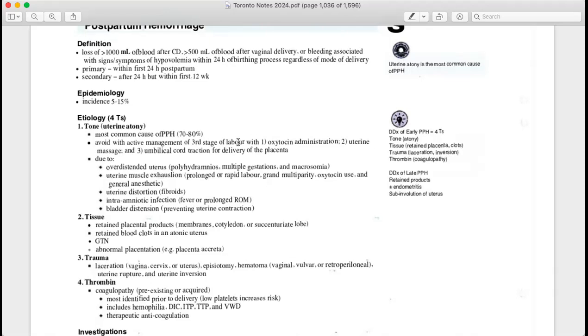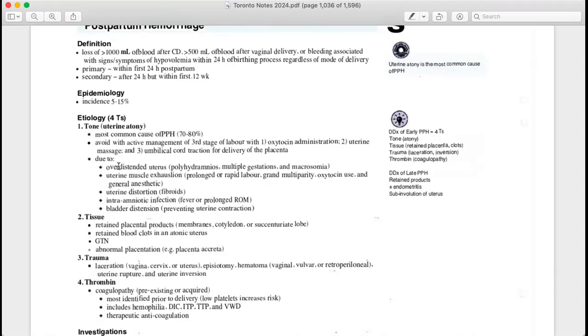Then if they ask for the three options, definitely you are going to write down oxytocin administration, umbilical cord traction, and then uterine massage. If they ask for the most reliable one, that's oxytocin. But if they ask for the common one, or the easy one, or the thing that you can do right away, it is the uterine massage. Then umbilical cord traction for the delivery of the placenta.